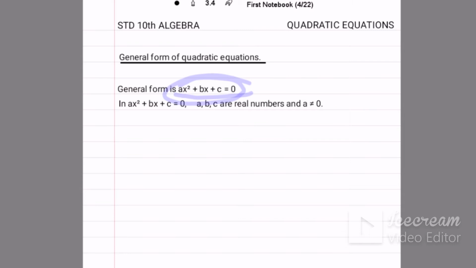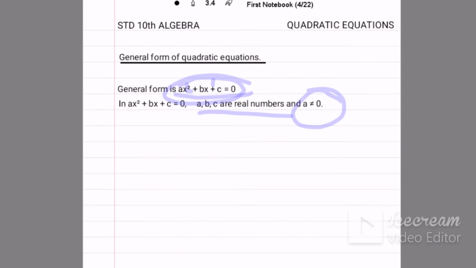In this, x is the variable. There is only one variable. The only thing is the degree is 2, the highest degree is 2. This is having 2, this is having 1. Right? In this, a, b and c are the coefficients, and they can be any real numbers. Now they have given this condition, that a is not equal to 0.